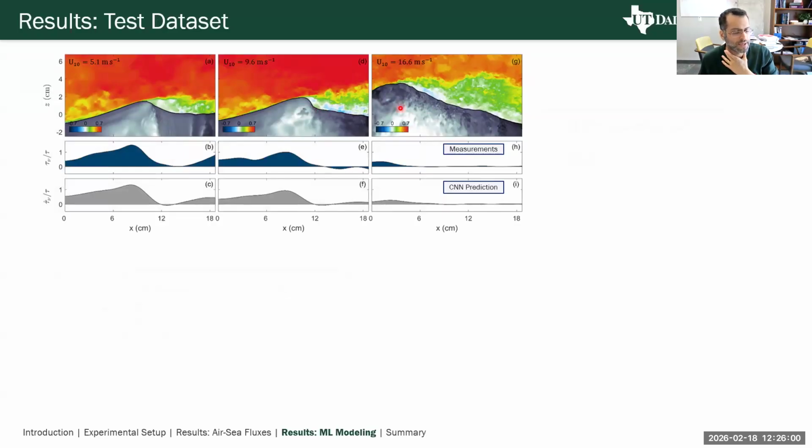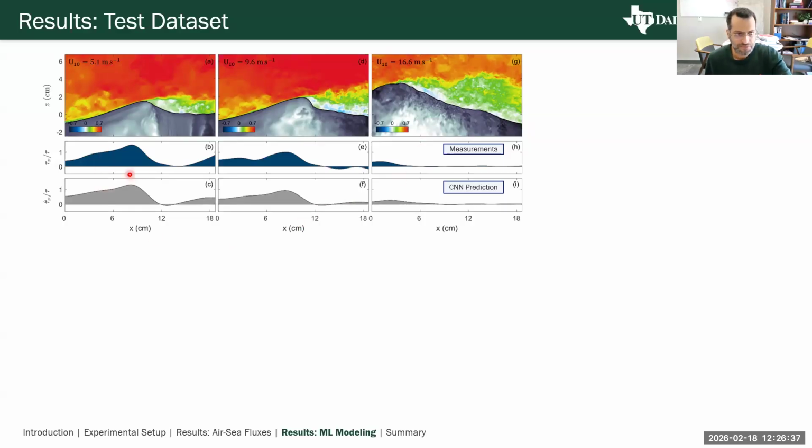The first row is technically the velocity field. And this velocity field I'm putting here just to put things into perspective and see what kind of wave we are looking at. The second row here is the measurements of the skin friction drag from experimental data. And the last row, the third row here, is the machine learning predictions. And each column corresponds to a different wind speed. The first column is the wind speed of 5 meters per second. The second column is the wind speed of 9.6 meters per second. And the last column is the wind speed of 16.6 meters per second.